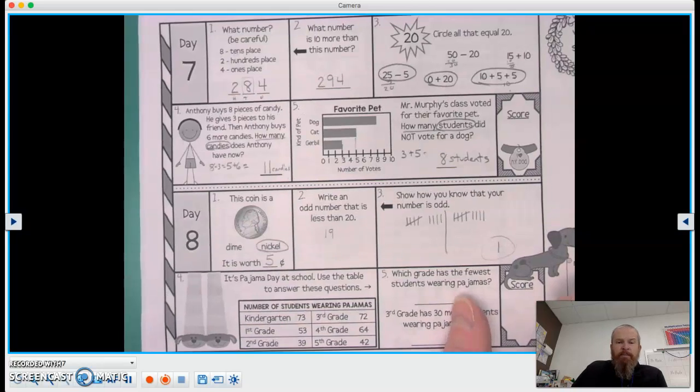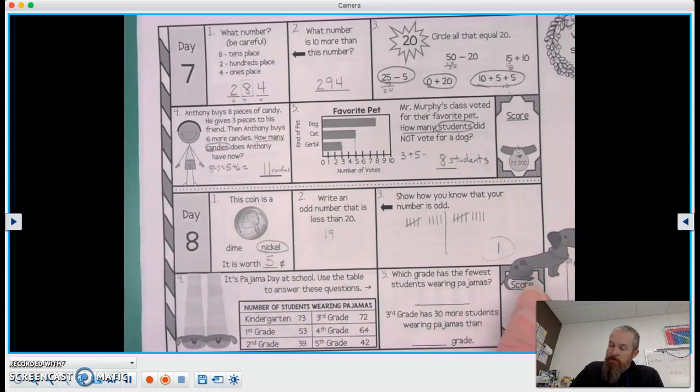All right, it's pajama day at school. Use the table to answer the questions. And there we have kindergarten, 1st, 2nd, 3rd, 4th, and 5th grades. I see some different numbers on how many students in each grade dressed up in their pajamas.